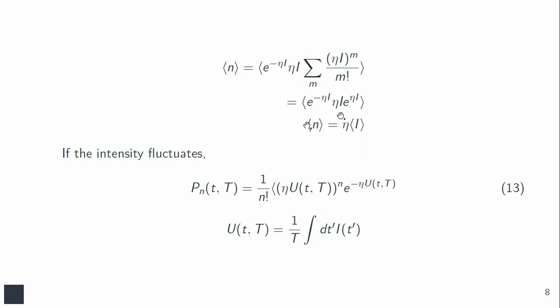So if the intensity fluctuates in time, we can make use of this function, that is the u of t and capital T, and when the intensity remains the same, it ends up with the usual intensity, that is a function of time only. So in that case, we can define the probability distribution function in equation 13, and the time dependence of the intensity and its fluctuation is characterized by the equation given below it.